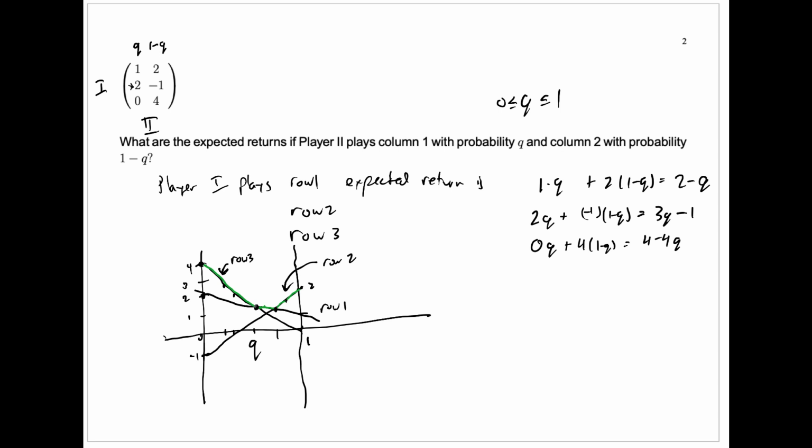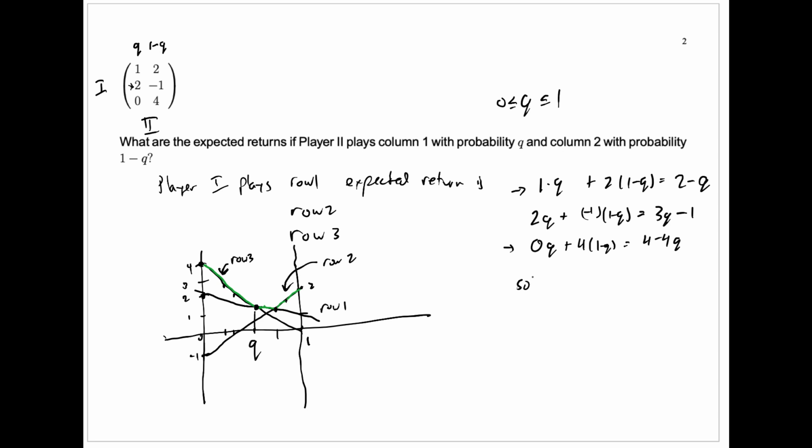Well, this intersection point on the left is where this line that comes from the values of row 1 here intersects the line here that comes from the expected returns from player 1 picking row 3. And if we look at row 1 and row 3, that's this one and this one, we ask for which value of q are those two equal. That would correspond to this q right here.